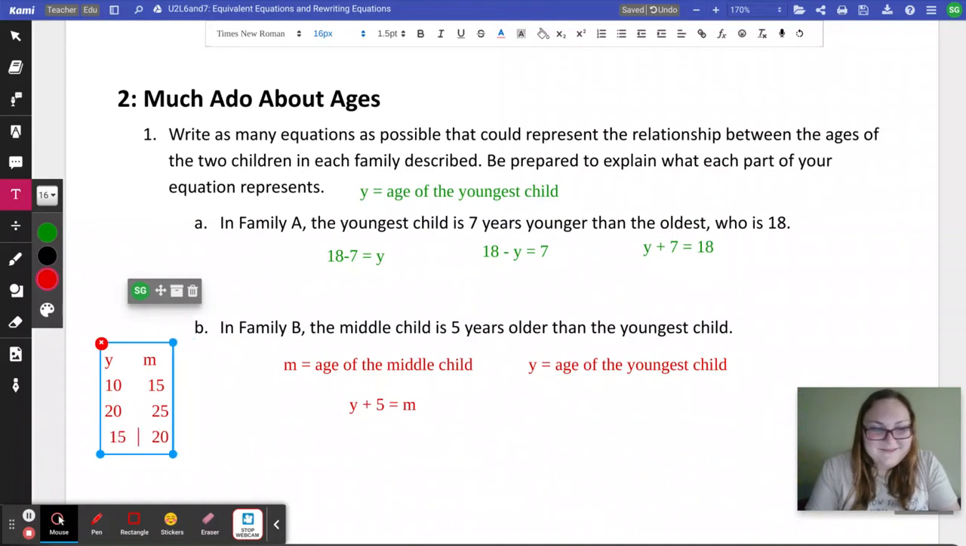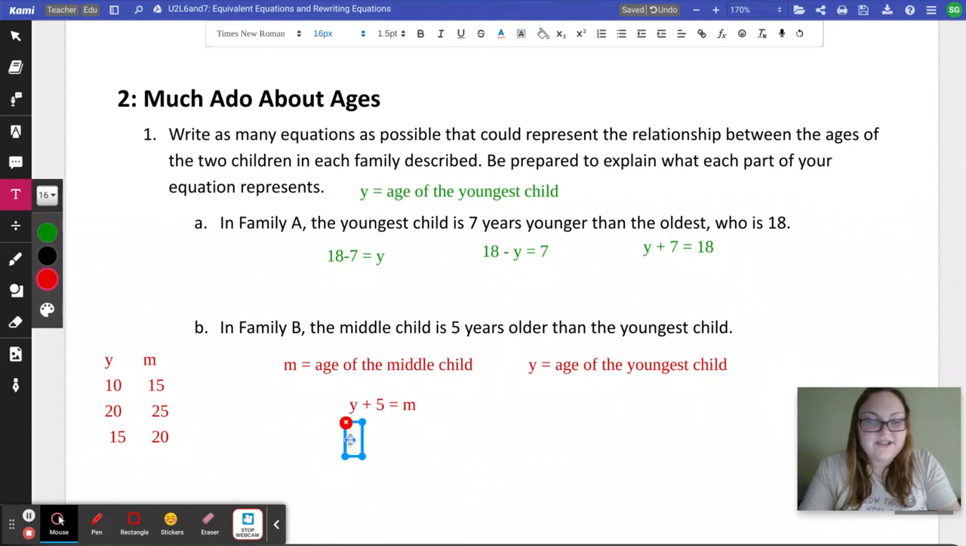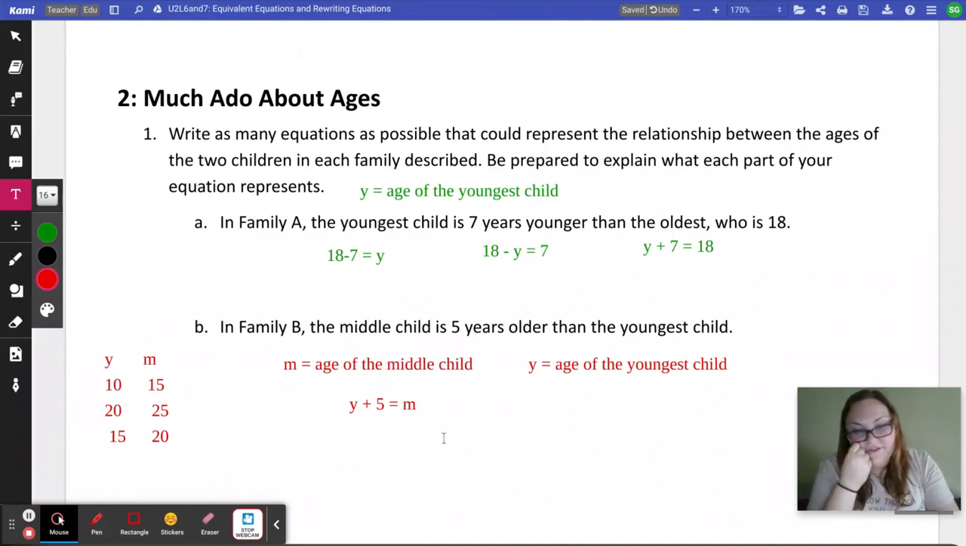And let me clean up my table a little bit. This isn't necessary for this problem, but it can help you confirm that the equation you came up with is correct. For example, if I pick any pair of numbers in my table, like that 10 and 15, I could check this equation I just wrote by substituting 10 for Y and 15 for M and saying, yes, that's good. It satisfies my equation. It gives me a true equation, a true statement. So it helps me know that this equation correctly represents the situation.